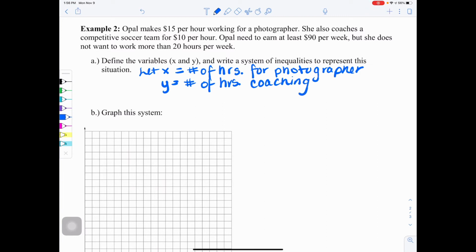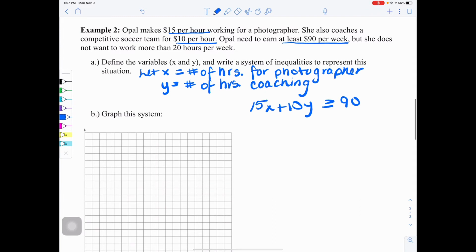Now we're going to go back up to the word problem and dissect this. First, we know photographer, $15 per hour here. Soccer team, $10 per hour. And she wants to make at least $90 per week. So that would be 15x plus 10y is greater than or equal to 90. So that's bringing in our value. We're putting how much she's making at each job times the hours she's working for that job.